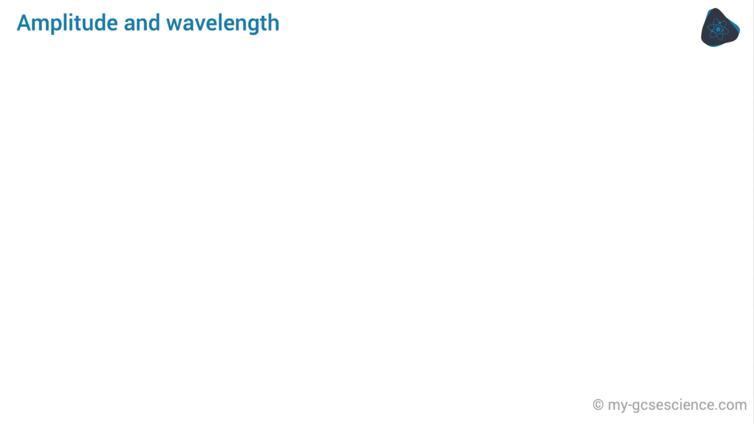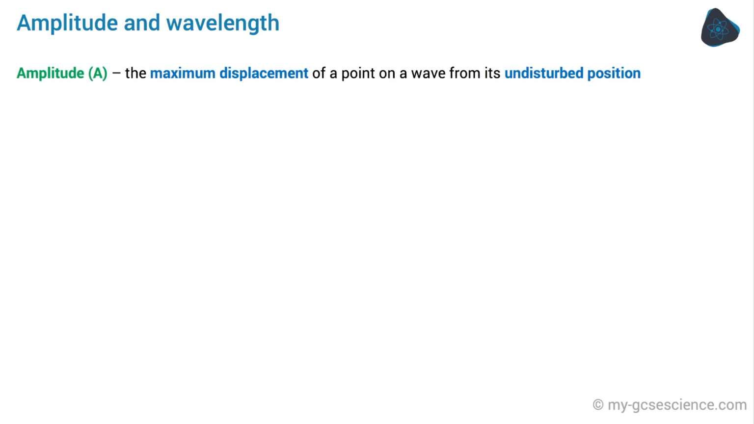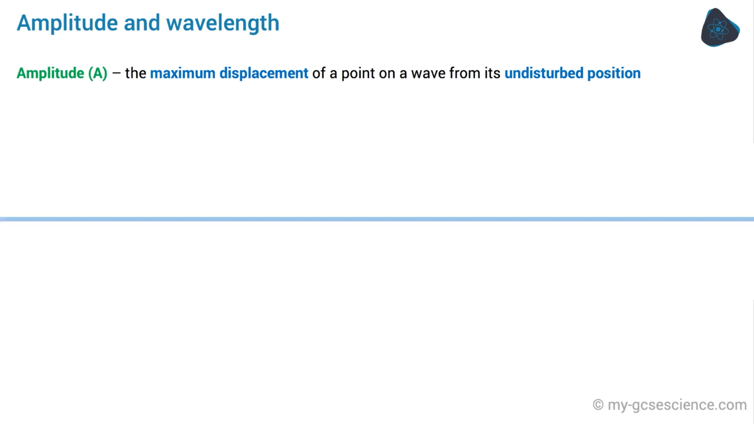Amplitude and wavelength first. The amplitude is the maximum displacement of a point in a wave from its undisturbed or equilibrium position. Let's explain what that means by looking at this water surface. At the minute, the water is undisturbed, meaning calm.